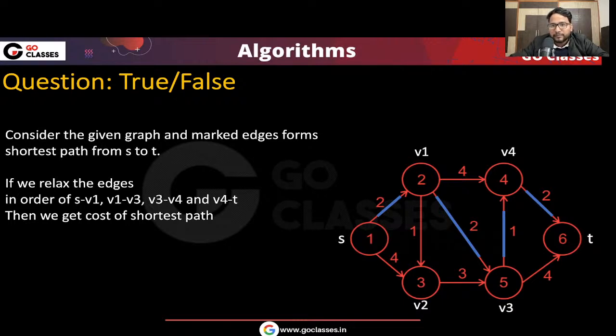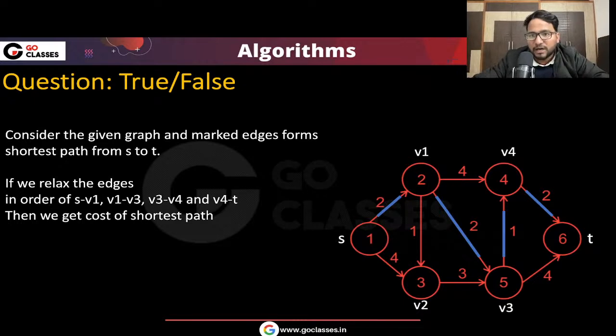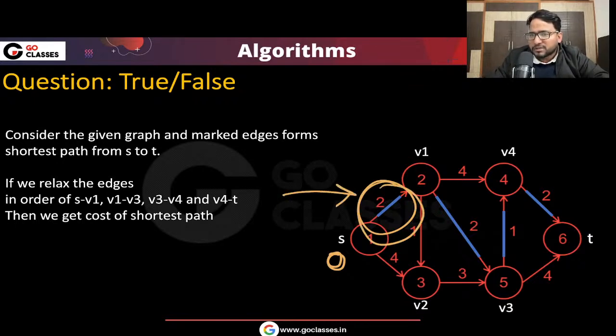What they're saying is that given this graph, can you tell me, if we relax the edges in this marked order, which means, what does this relaxation mean? See, if you relax this particular edge, let's suppose it is initially 0. Relax means considering, right? You are considering this edge. I have told all of this in the previous session.